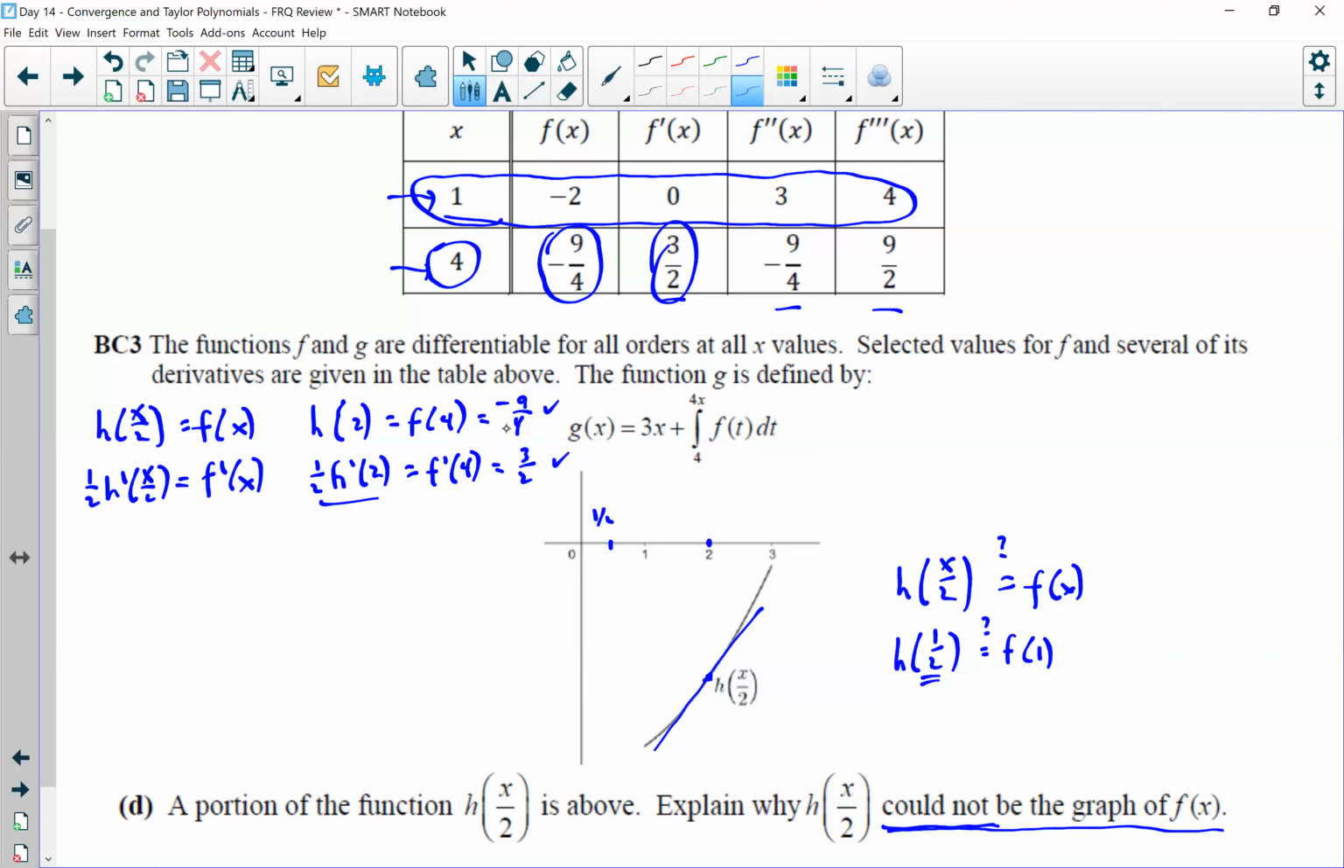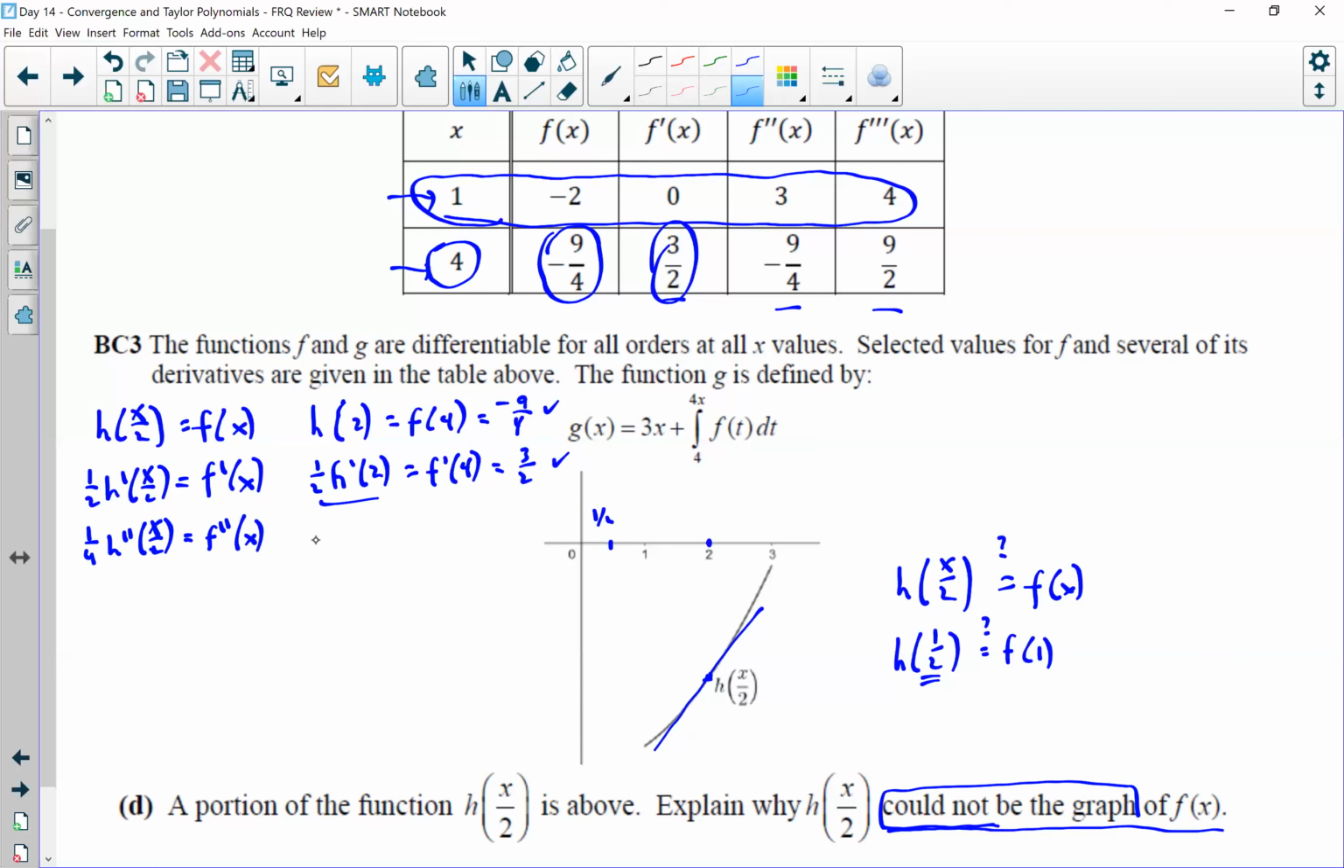So it says explain why it could not be the graph. And so we know that's not the graph. So maybe we dig a little bit deeper. Let's take a second derivative now. If I differentiate again, we're going to get h double prime of x over 2. And then by using chain rule again, multiply by 1/2, which gives me a total of a 1/4 in front, equals f double prime of x.